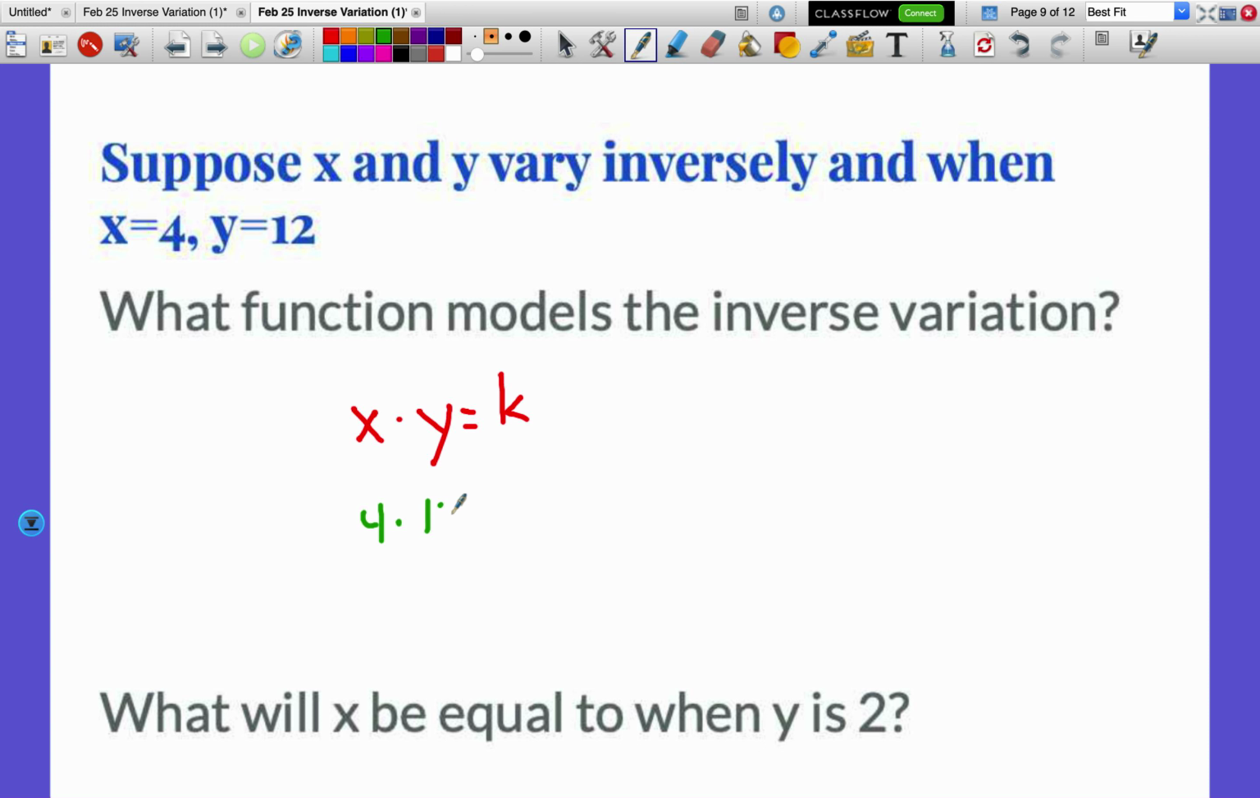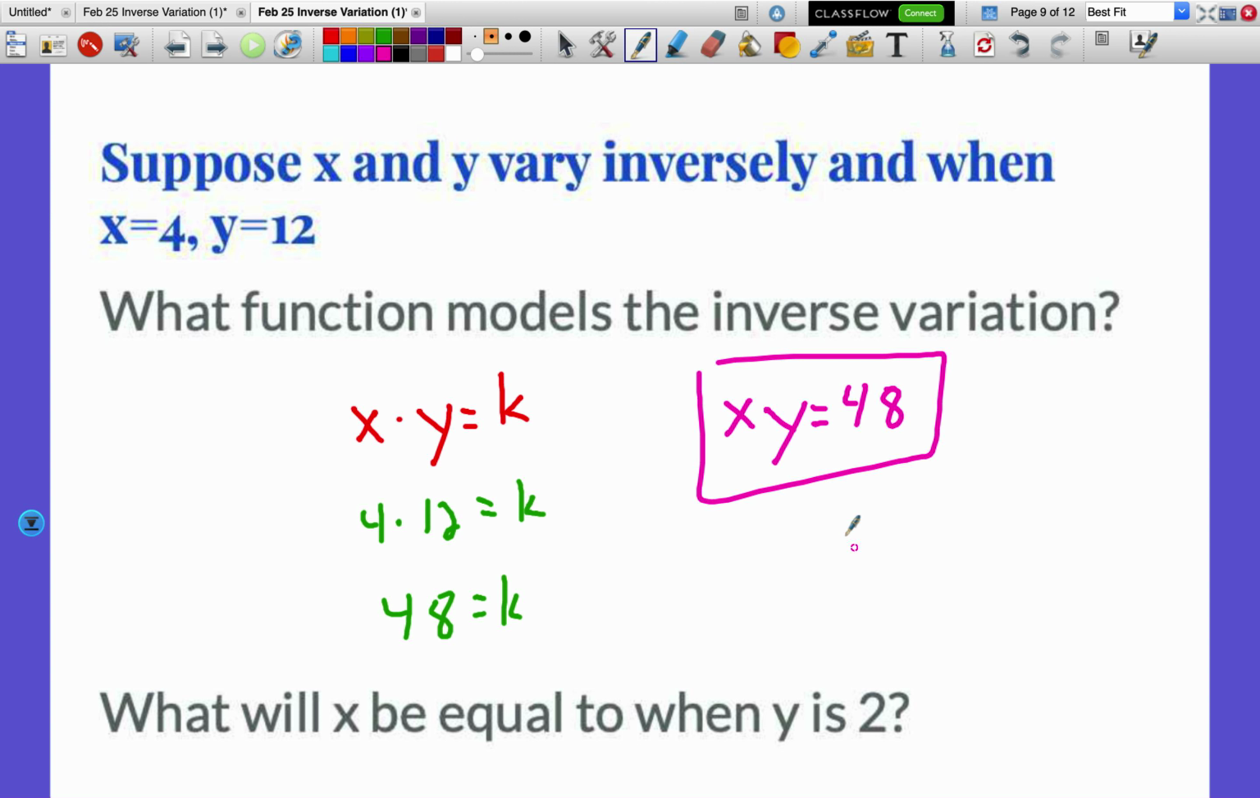So 4 times 12 equals k. 48 equals k. Now that we know k, let's rewrite our equation with the 48. So x times y equals 48, and that could be our function. We could also rewrite this as y equals 48 over x to make it easier to graph, with the y being isolated.